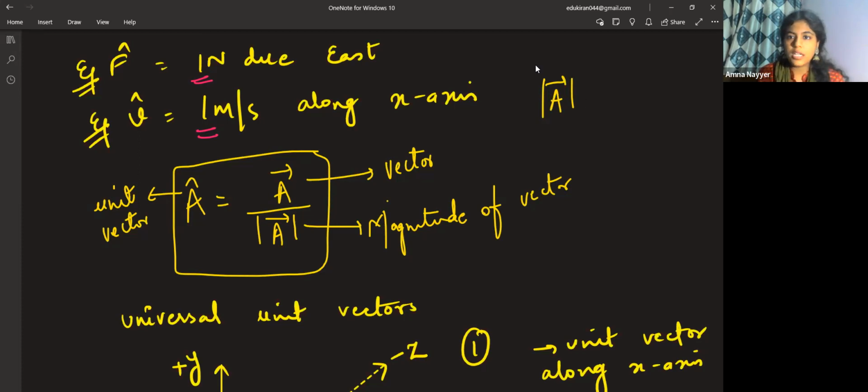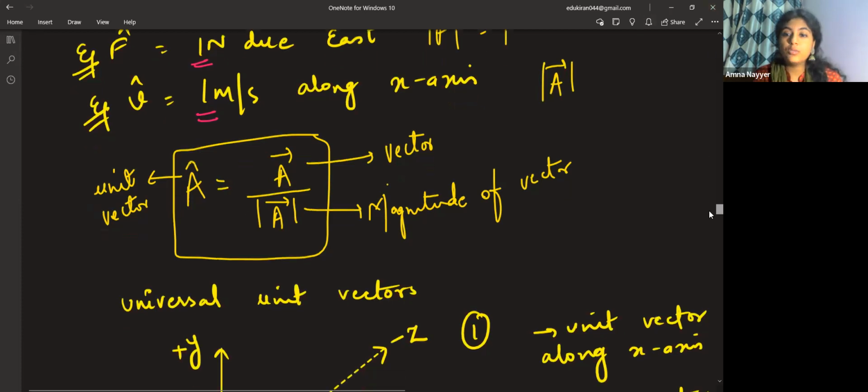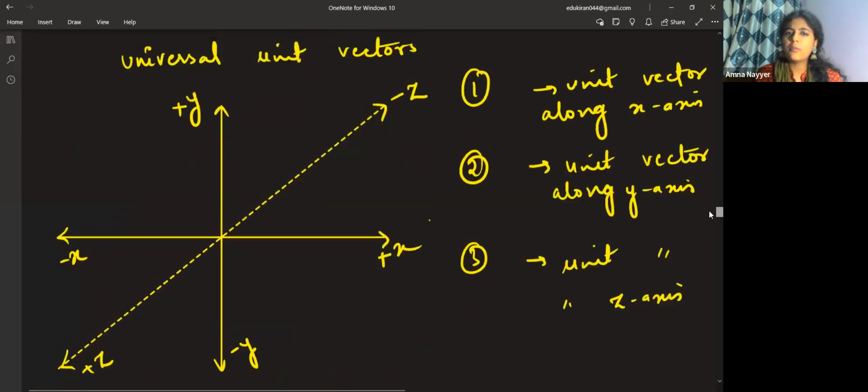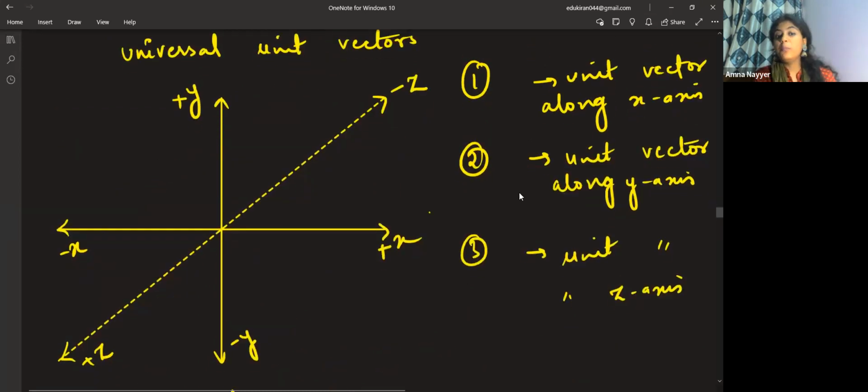If I ask you what is this, you will understand this is asking what is the magnitude of this unit vector force 1. This is what is meant by it. Now, coming to a very basic quantity, after this, you will know all your basics of vectors, and in most of the cases you will be witnessing this.